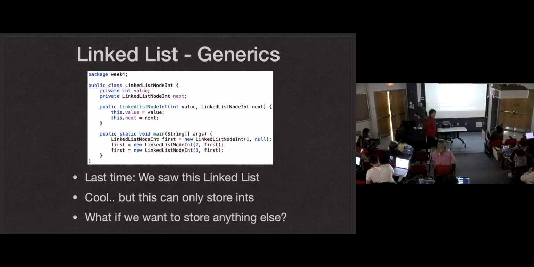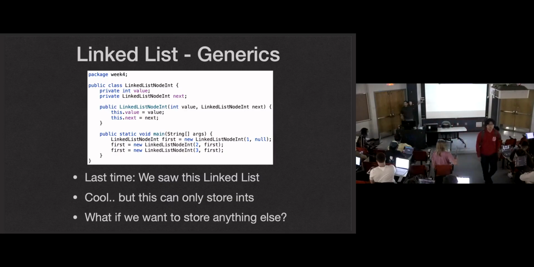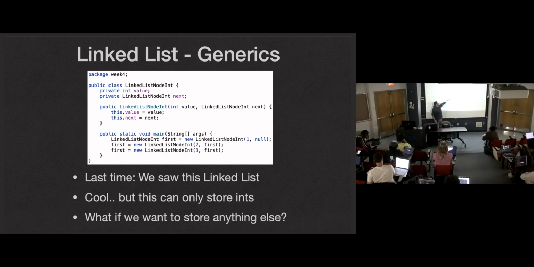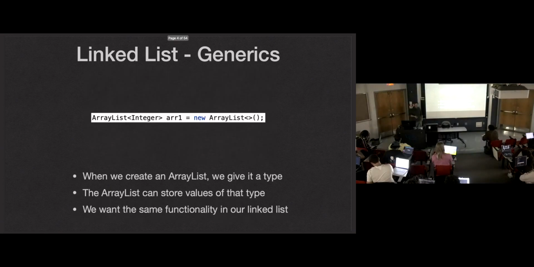All right, so let's continue our conversation about linked lists. And first, as promised, we're going to talk about generics. So generics, well, first of all, without generics, this is the code that we saw last time on Monday. We saw a linked list node class, and I called it linked list node int. This is a linked list node that can only store ints. The value has to be int. It's hard-coded to int. And that's great and all, but what if we want to store literally anything else, anything that's not an int? How are we going to do that?